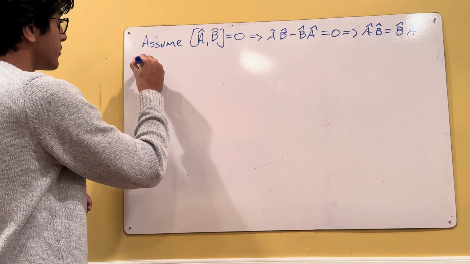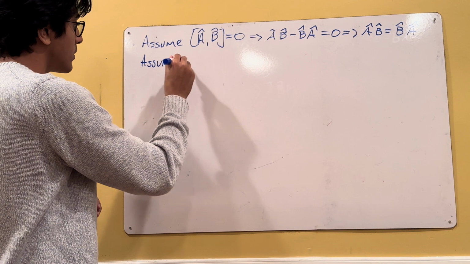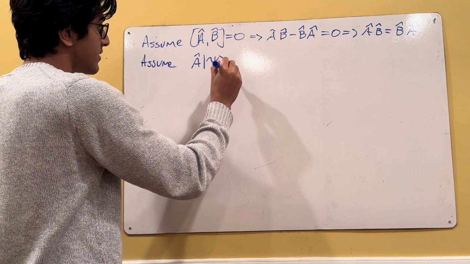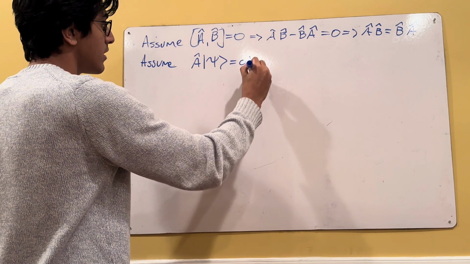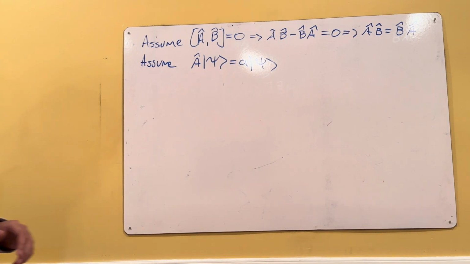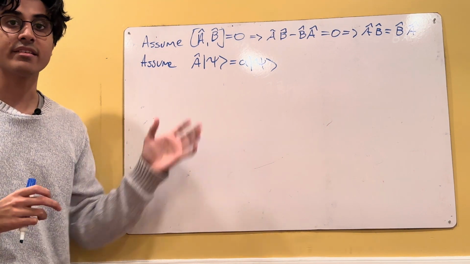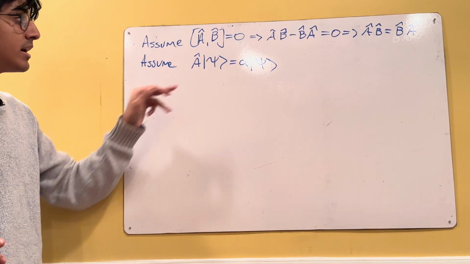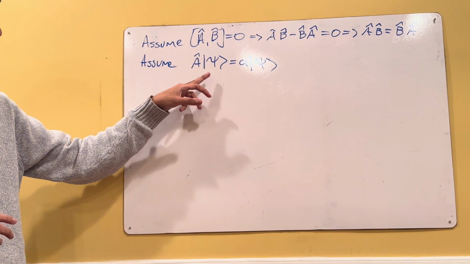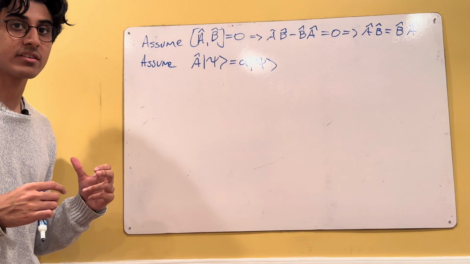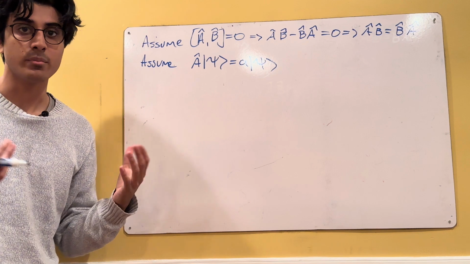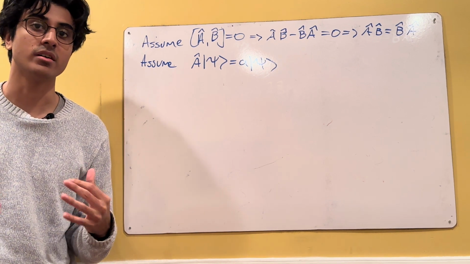We're also going to assume that A operated on the ket psi gives us a psi, where a is a scalar, a constant. This is saying that psi is an eigenvector of the operator A, and now what we're going to try to do is show that psi is also an eigenvector for the operator B. Then that's going to be our proof for showing that they share an eigenbasis set.